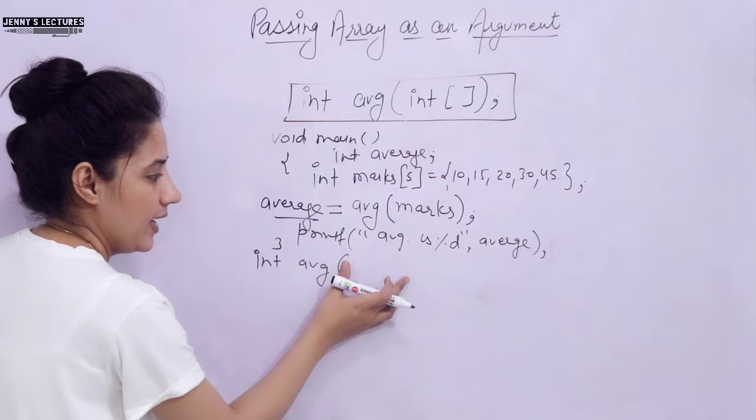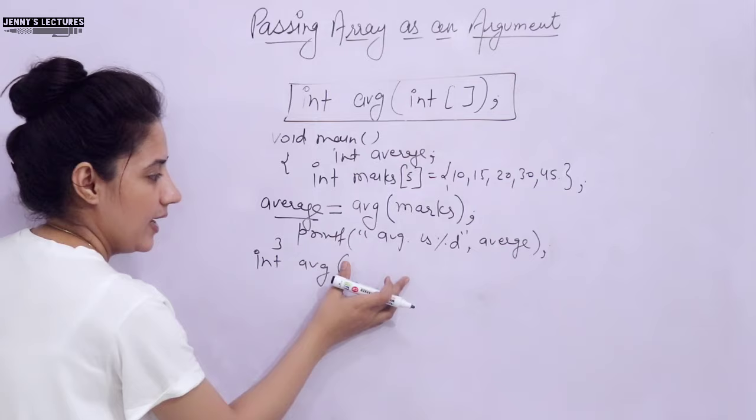So I hope you got the working, how you pass array as an argument. And if you want to confirm that here it's not a complete array, just a pointer, what you can do? You can print size. Here if you will print size of array using sizeof operator, just pass array name marks. In printf, then in main, it will print 20 bytes.